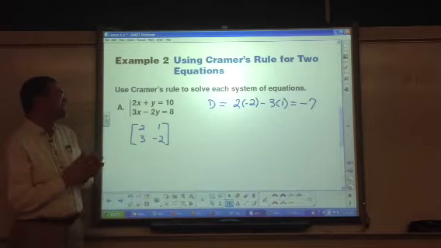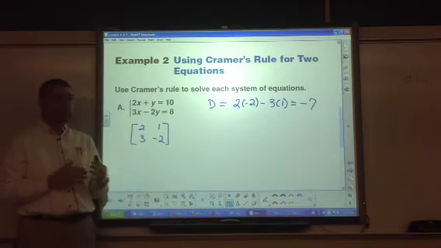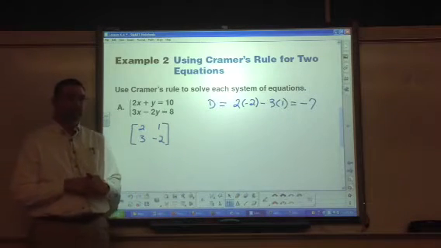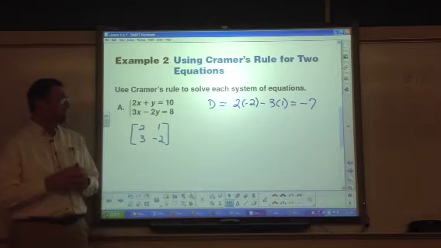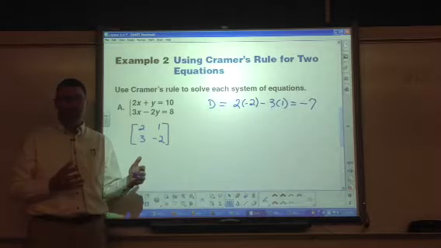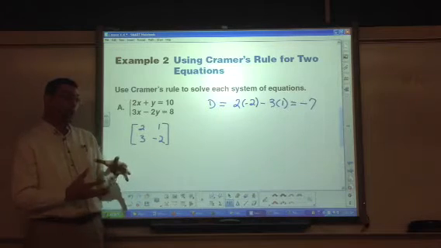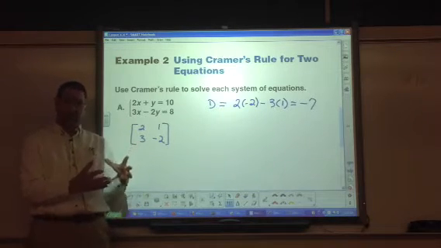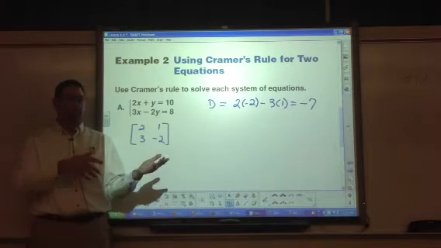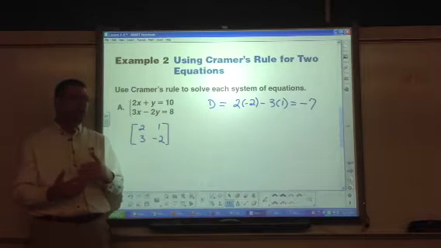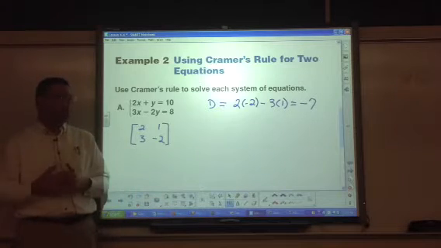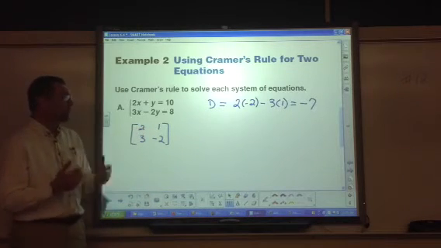The one thing that's nice about Cramer's rule, and you'll find this when we get on Friday when we use matrices a different way, is that if you end up with fractions, it's not that big of a deal. When we were solving using substitution and elimination, if you got a fraction or a decimal for x or y, finding the other value actually became harder, just because plugging in a fraction was a little bit more work. But in this case, when we get a fraction, it's really not a big deal.